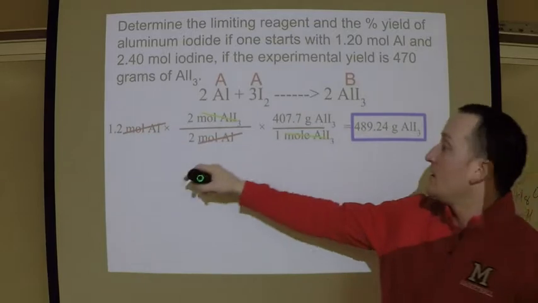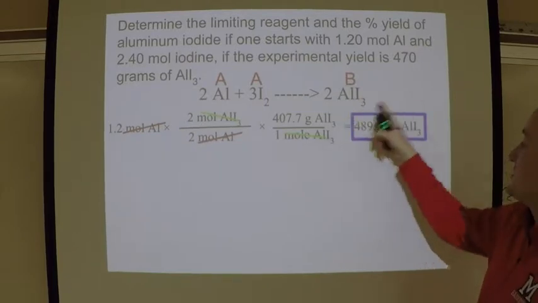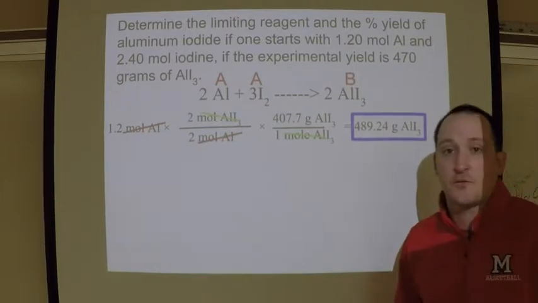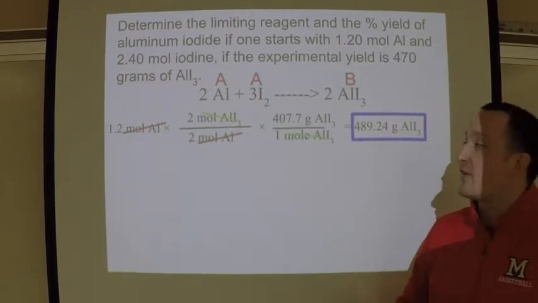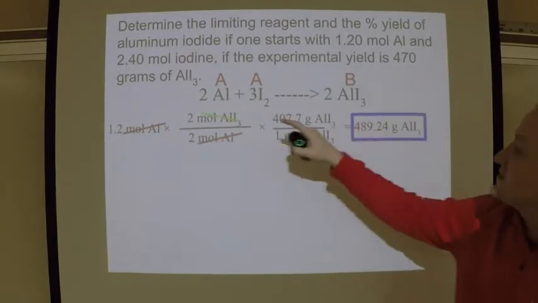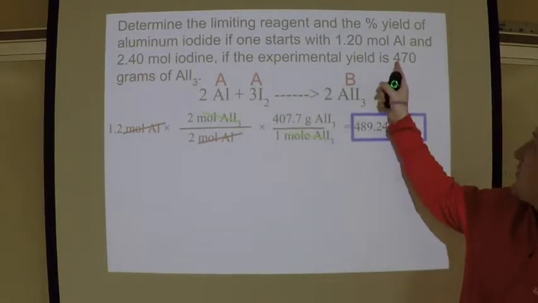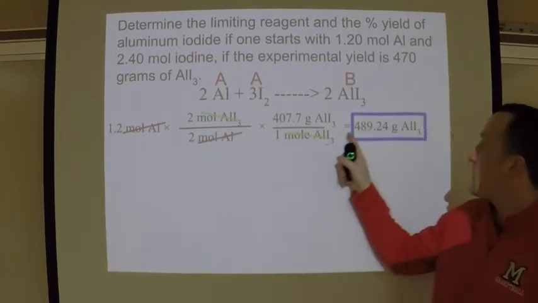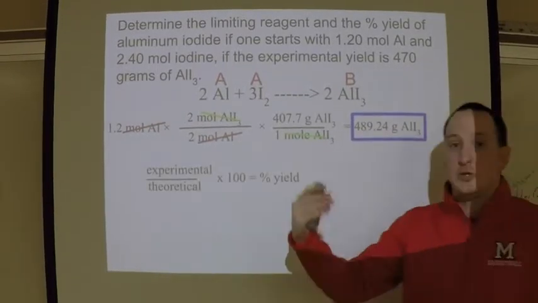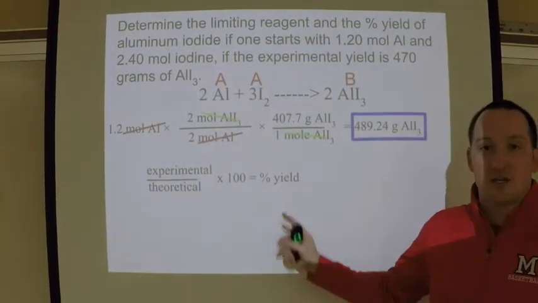So remember, we said this aluminum was my limiting reactant, which means theoretically I should produce this much aluminum iodide. I should get 489.24 grams of aluminum iodide. But if I go back and look in the problem, it said if the experimental yield is 470 grams of AlI3. So I did the reaction, and I only got 470 grams. Here's what I was supposed to get. Here's what I actually got. So I'm going to use that percent yield equation. Experimental divided by theoretical times 100 is my percent yield.